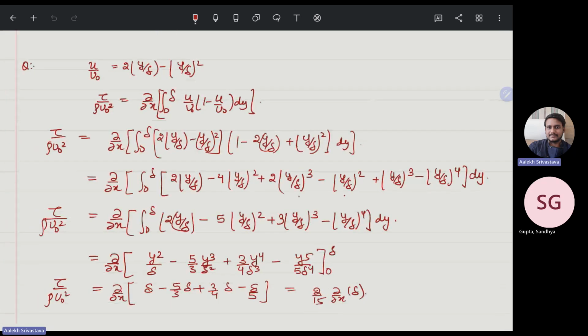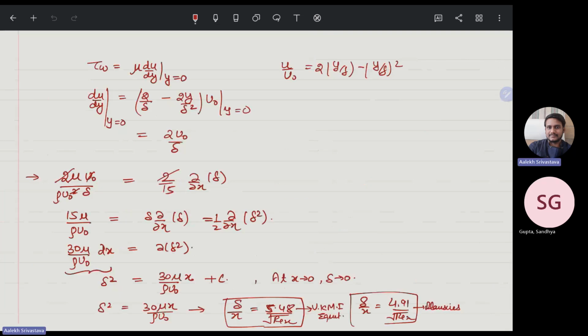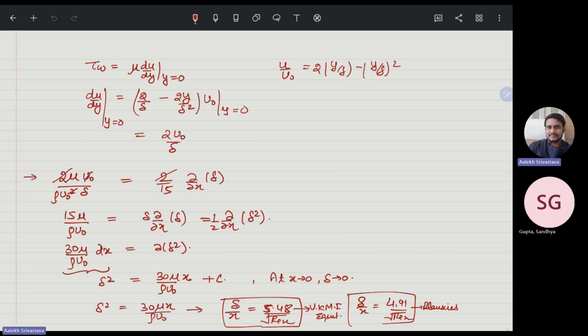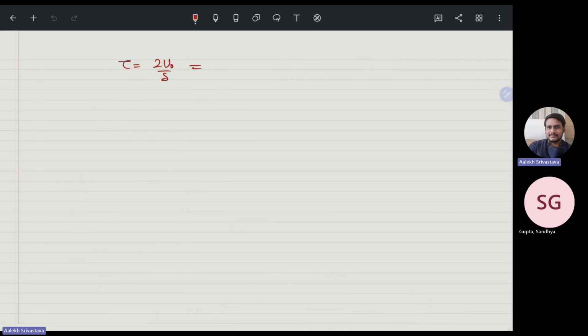So here we have derived the shear stress as 2u0 by delta. And delta we came across as 5.48 by root Rex. So 2u0 by 5.48 x into under root of Rex. Now if you just rearrange and solve it, you will get 3.365 mu u0 by x under root of Rex.